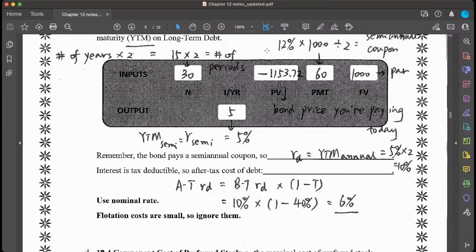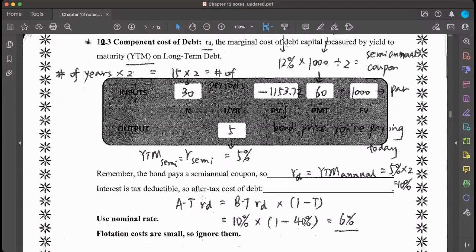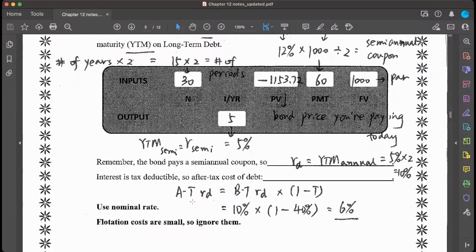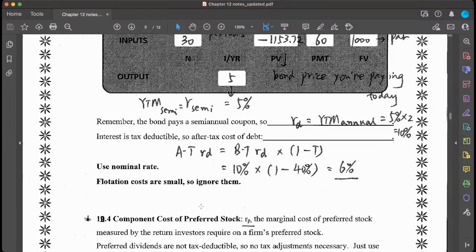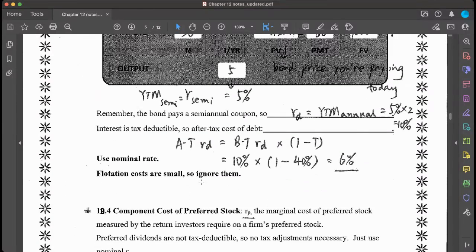Okay, so any rates given by the question or asked for by the question are nominal rates. Okay, the question asks for cost of debt. It's essentially asking for the after-tax cost of debt that we're going to use to calculate WACC. Flotation costs are ignored here.